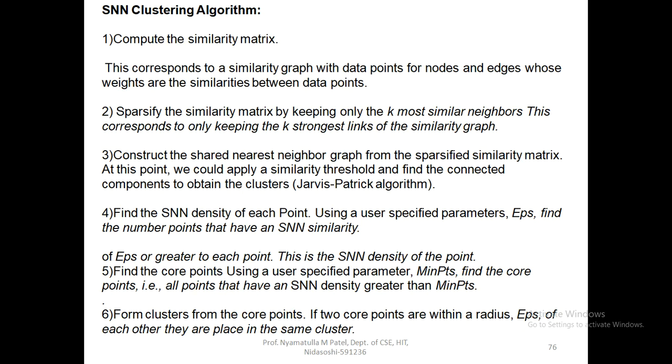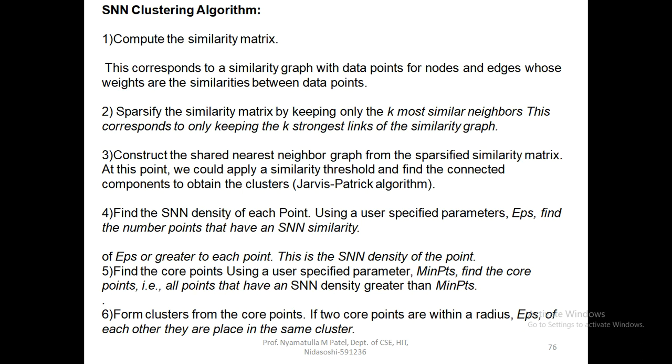Once you eliminate the outliers and noise points on the similarity matrix, next you need to construct a nearest neighbor graph from the sparsified similarity matrix. At this point we could apply a similarity threshold and find the connected components to obtain the clusters. So, that is the Jarvis-Patrick algorithm.